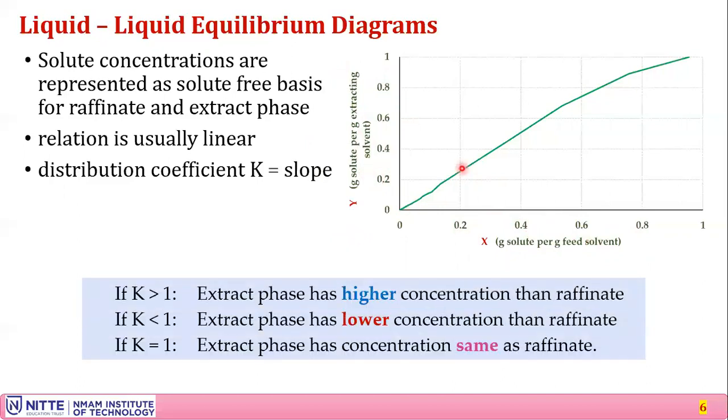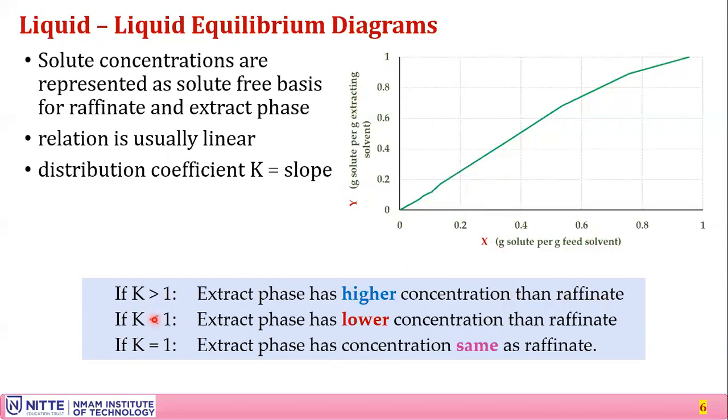So what is an important issue here? Just look at this. If k is greater than 1, I'm talking about the slope. If the slope is more than 1, what does it mean? The extract phase has higher concentration than the raffinate. That means the concentration of the solute in the extract is higher compared to the solvent phase.